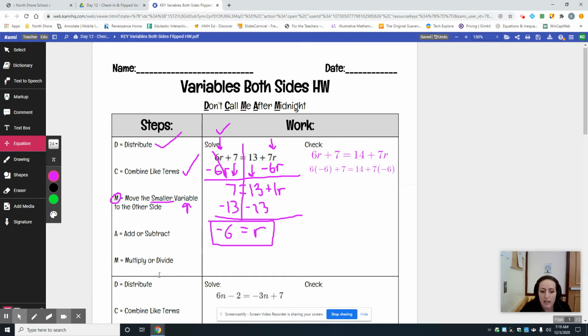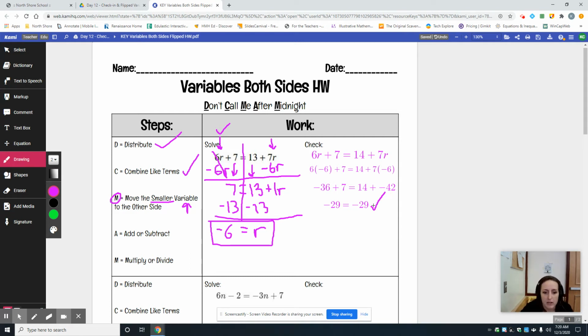Now I just need to recalculate. Alrighty, so now we're up to the recalculate part. So we have 6 times negative 6 is negative 36. Bring down the plus 7 equals, bring down the 14 plus negative 42, or just minus 42, whichever you prefer. Now we continue to simplify. On the left-hand side, we have negative 36 plus 7 is a negative 29 equals 14 plus negative 42 is also negative 29. This should happen. This is a true statement. Negative 29 is equal to negative 29. Therefore, you did it correctly.